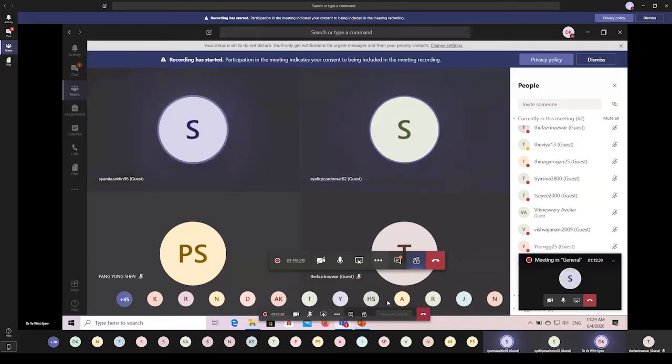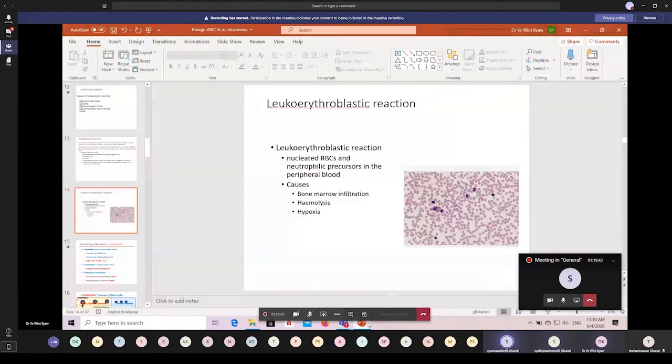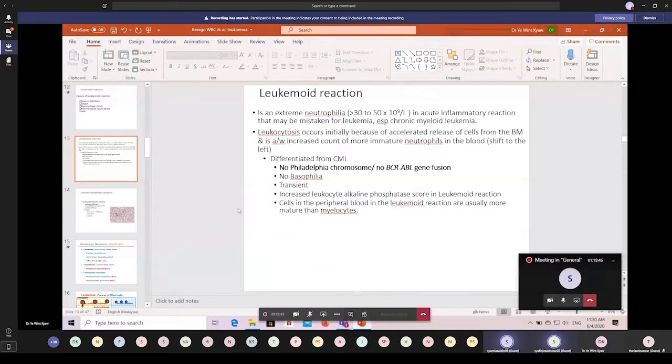It said how to differentiate leukemoid reaction from chronic myeloid leukemia. Chronic myeloid leukemia is caused by BCR-ABL gene fusion, and there is no basophilia in leukemoid reaction, and it is transient. Leukemoid reaction is transient with increased leukocyte alkaline phosphatase. And cells in the peripheral blood in leukemoid reaction are usually more mature than myelocytes. Why is leukocyte alkaline phosphatase increasing here?